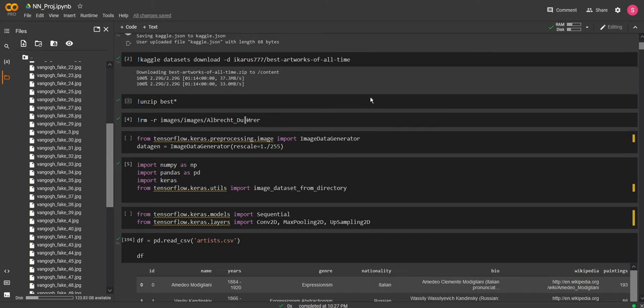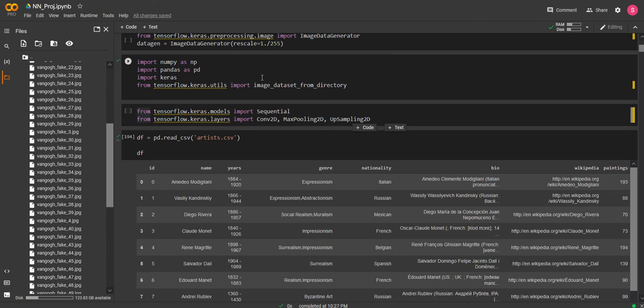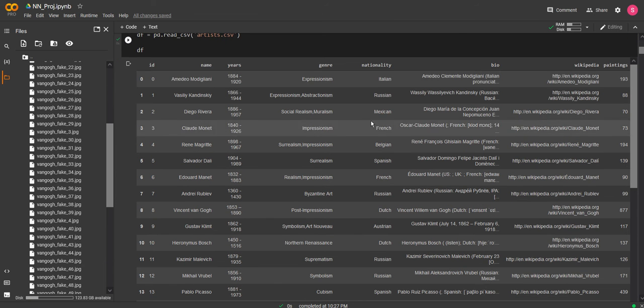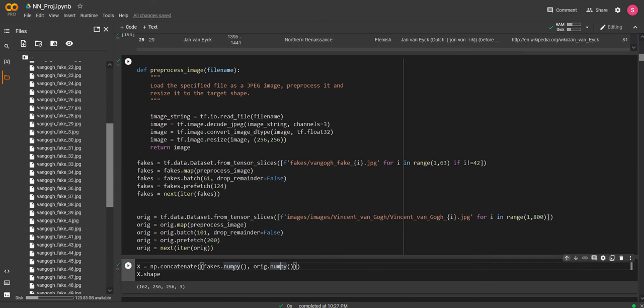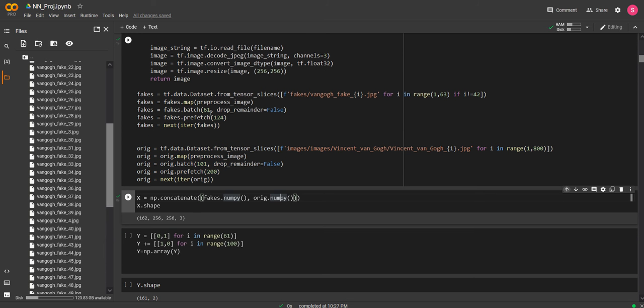So the cells up here are just reading the data and unzipping the files. We have import statements and the CSV file that lists all the artists in the dataset. So here we're reading the file. This function pre-processes every image. We keep the colors since they are relevant for the image, and we resize them into 256 by 256, which is more manageable. And we read the fake images and the original images separately.